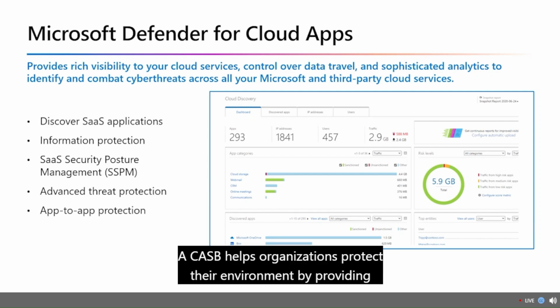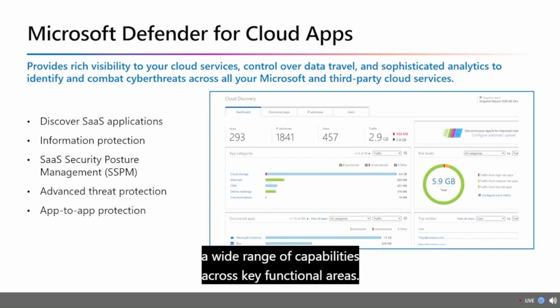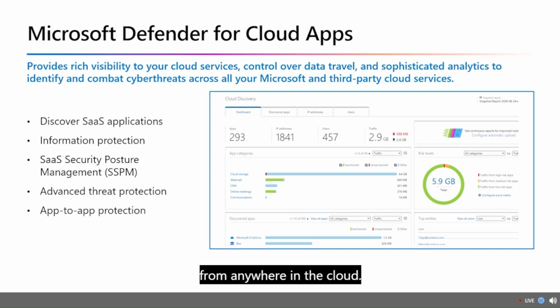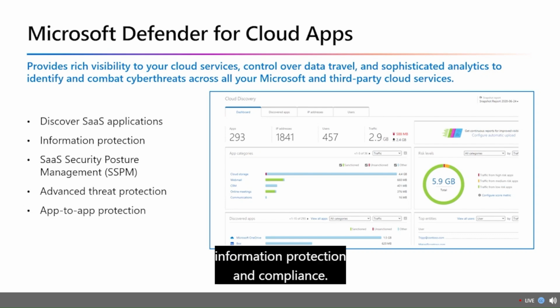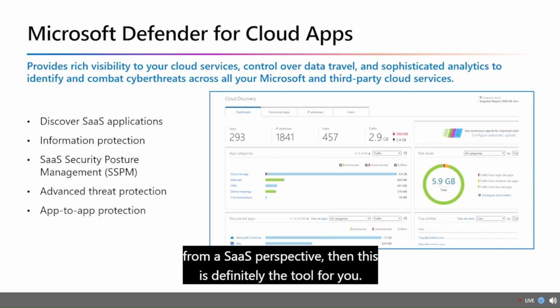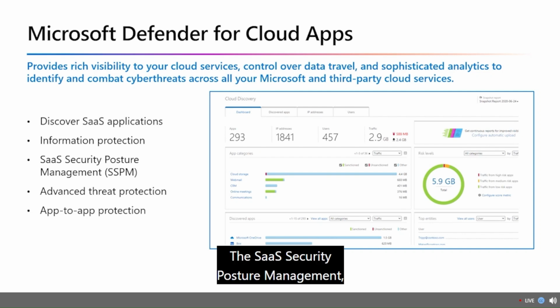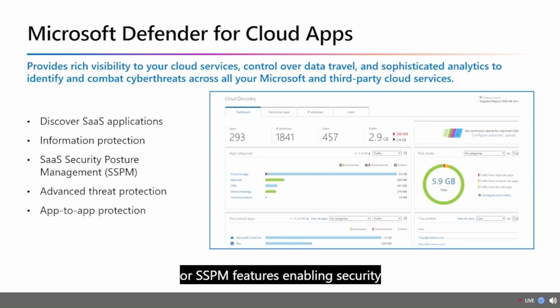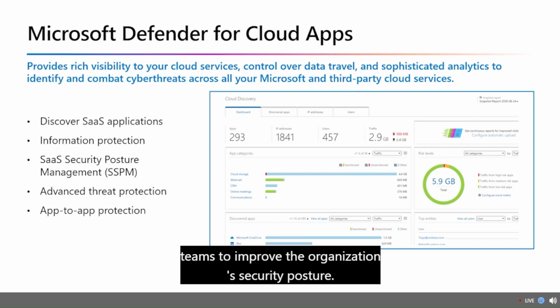So a CASB helps organizations protect their environment by providing a wide range of capabilities across key functional areas. This can give us visibility into cloud app usage as well as shadow IT, and it helps protect against app-based threats from anywhere in the cloud. It also can be used to apply information protection and compliance. So if you need to use advanced DLP functionalities from a SaaS perspective, then this is definitely the tool for you. The SaaS Security Posture Management, or SSPM, features enable security teams to improve the organization's security posture.